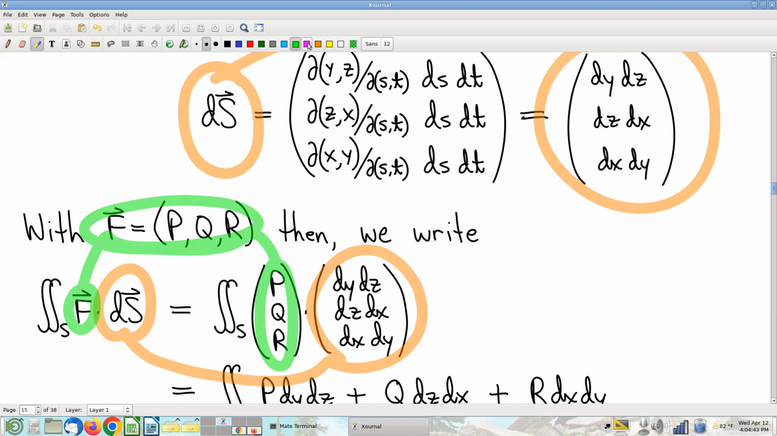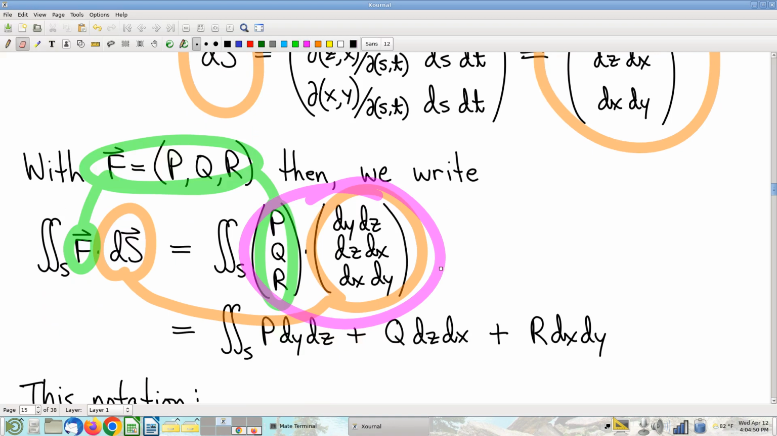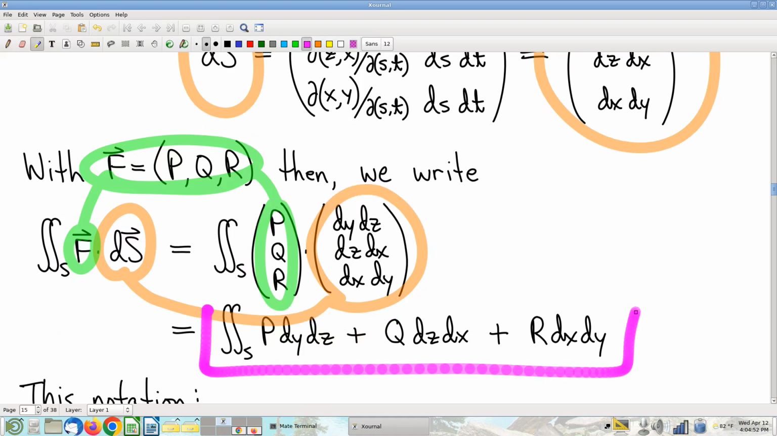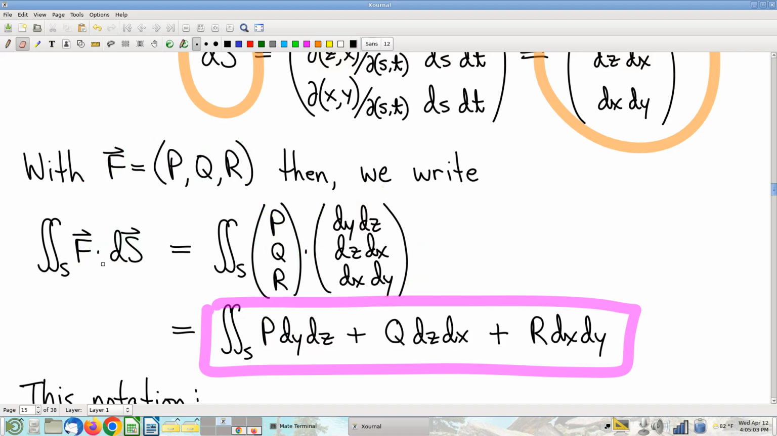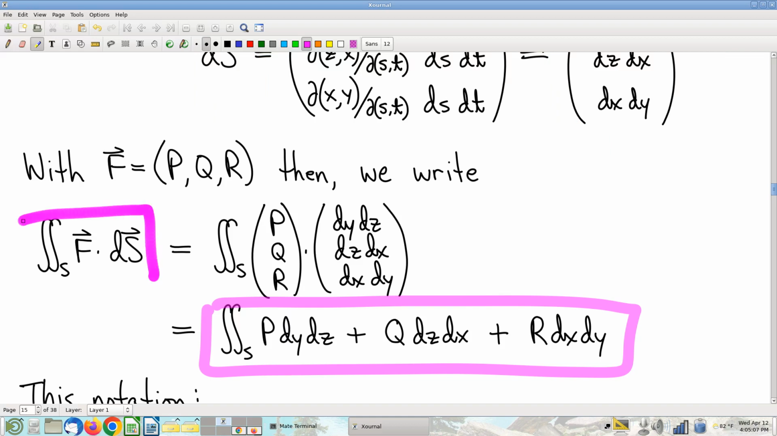And lo and behold, f.ds, I can literally dot it out, and that turns into this right here. And that's just how the dot product expands. And that's my alternative notation then. So in other words, rather than writing a vector surface integral like that, I can instead write it like this.